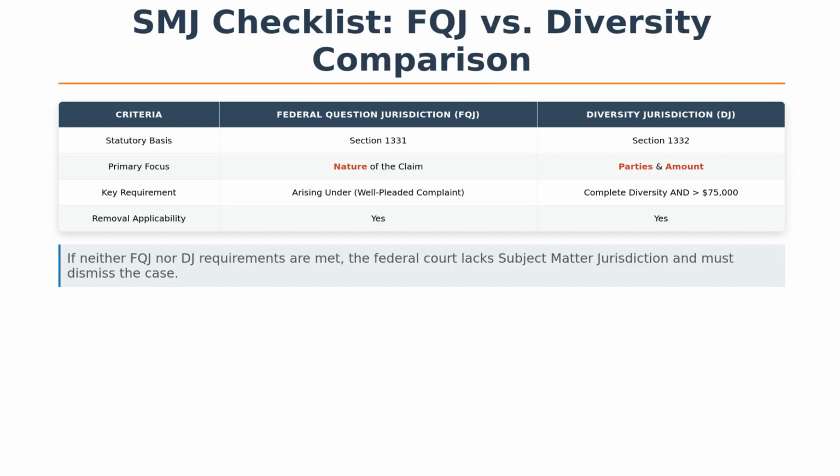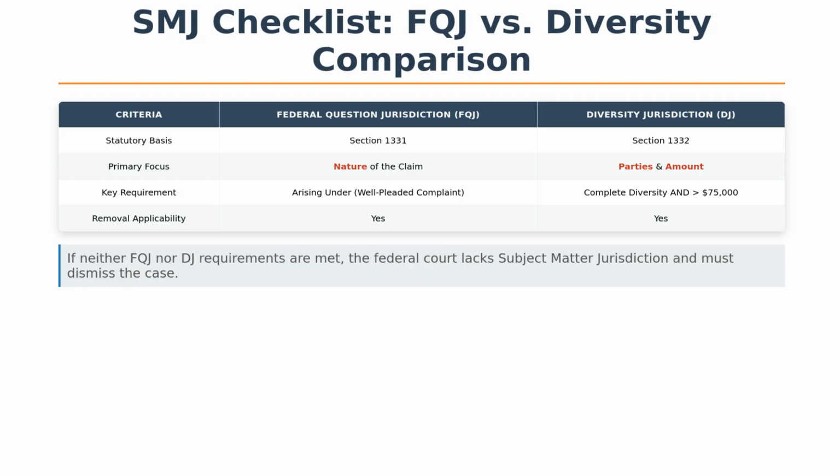We have now thoroughly examined both pathways to federal subject matter jurisdiction. To conclude, let us synthesize the core differences between federal question jurisdiction and diversity jurisdiction. The fundamental distinction lies in what aspect of the case grants the federal court authority. For federal question jurisdiction, the focus is entirely on the nature of the claim itself. Does the well-pleaded complaint necessarily raise a substantial question of federal law?